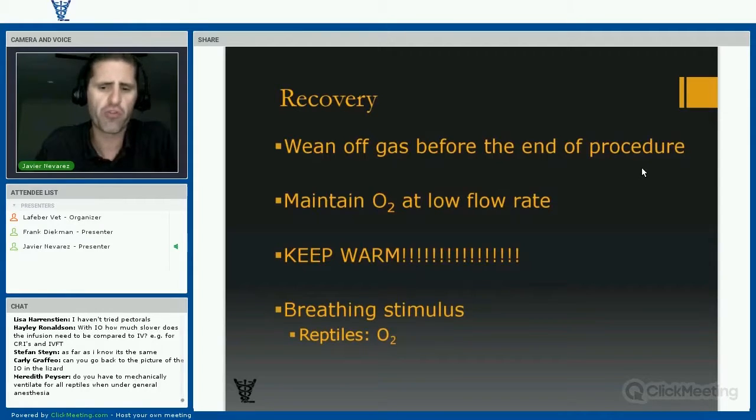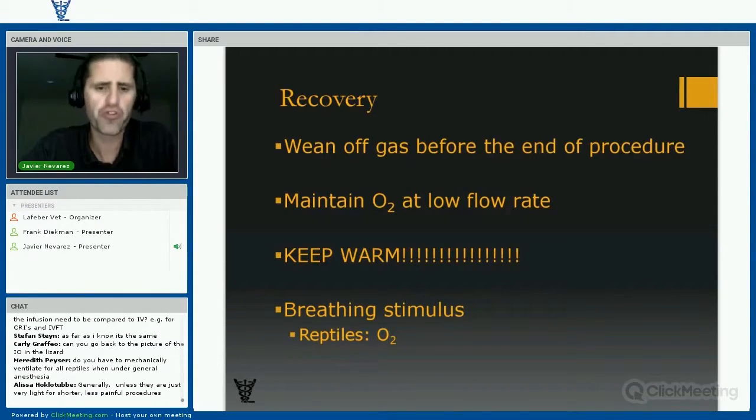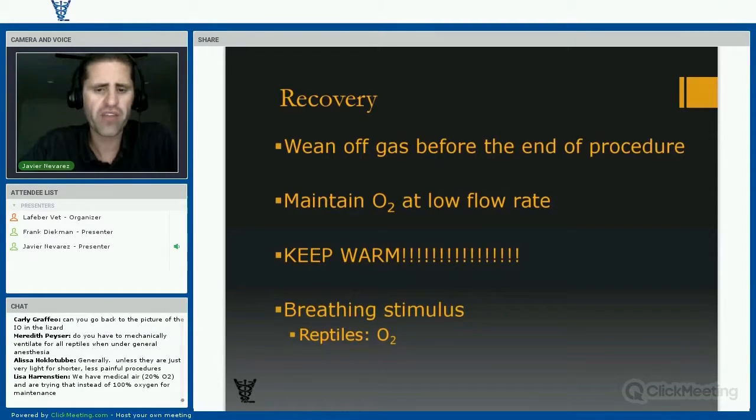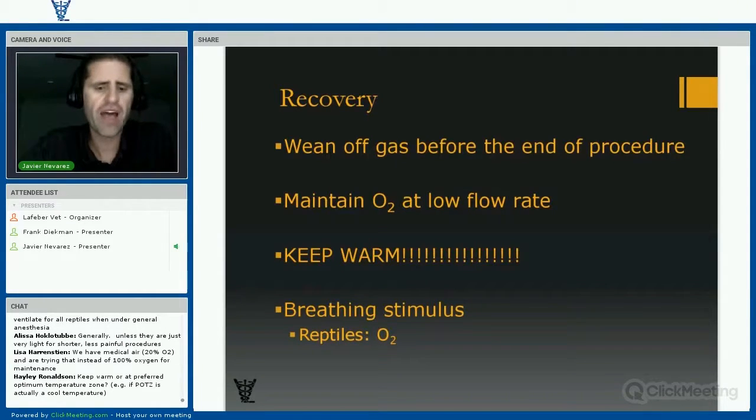You have to make sure you wean these reptiles off the gas before the end of the procedure. So if we're doing a coelomic surgery, as soon as we start putting sutures in, I will actually discontinue the gas anesthetic and maintain them on oxygen, and I will switch them to room air right away. The reason for that is that oxygen is the primary stimulus for breathing in reptiles. There's some CO2 receptivity there too, but oxygen is a primary stimulus. So if you keep reptiles at 100% oxygen, it's going to be very, very difficult to get them breathing again.